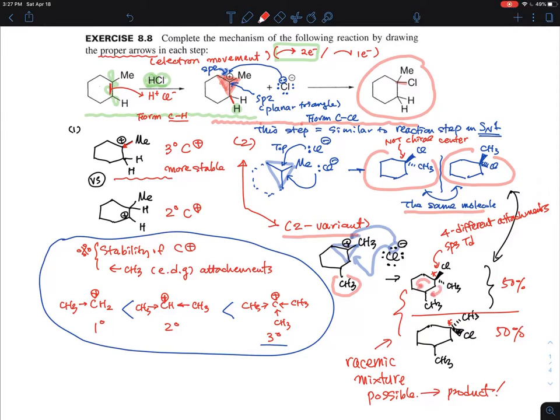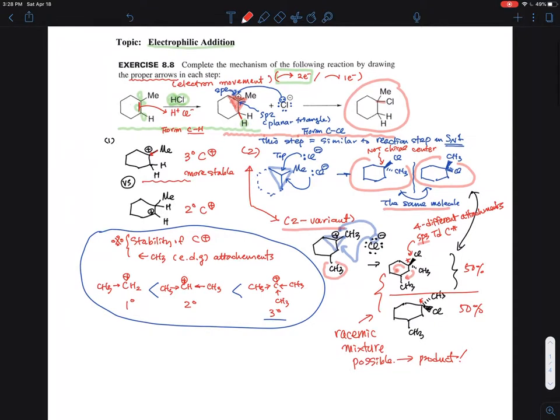These two attachments are not the same, so you have generated an sp3 tetrahedral chiral carbon center. Okay, so in organic chemistry, they call it a racemic mixture because there is equal opportunity to react from the top or the bottom of the carbocation, which is a planar sp2 carbon, and the nucleophile can make a bond with the carbocation carbon from the top plane or from the bottom plane.